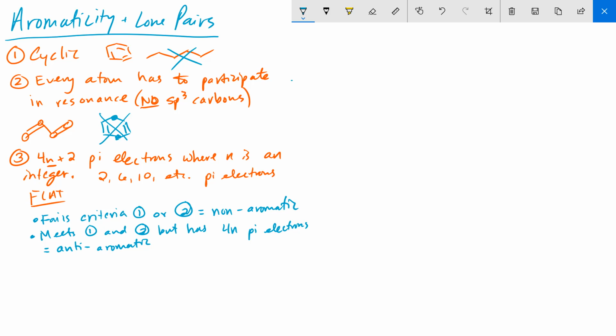Let's look at a couple examples really quick, and then we'll move on to the real purpose of this video, which is how do we deal with lone pairs on carbons versus nitrogens and oxygens? How do lone pairs factor into all this? We're not really talking about them so far, and we'll get to that in just a second.